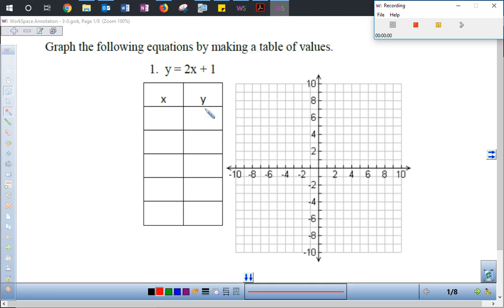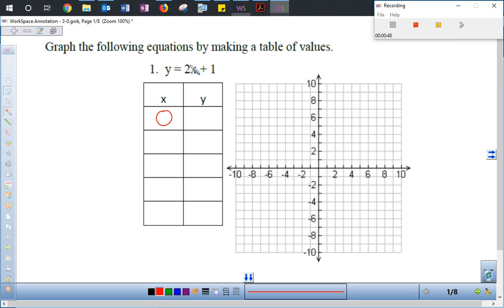Now making a table of values is as easy or as hard as you make it out to be. I like to make things very easy, so I'm going to choose the easiest possible numbers to substitute in. First, the easiest number that I know is 0, which means I want to substitute a 0 in for my x value. I'm going to substitute a 0 into my table, and then in my equation, we're going to substitute it in everywhere that we see the x.